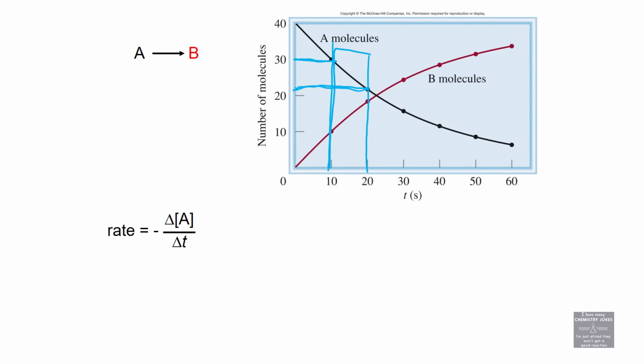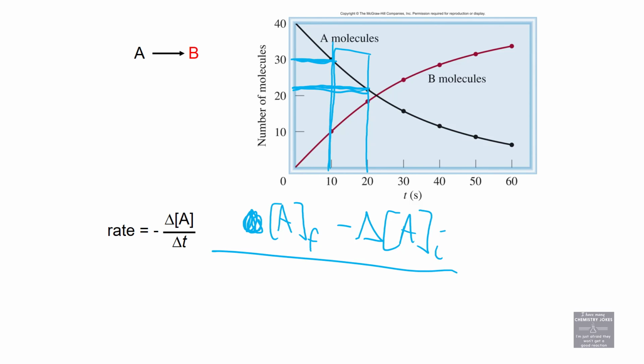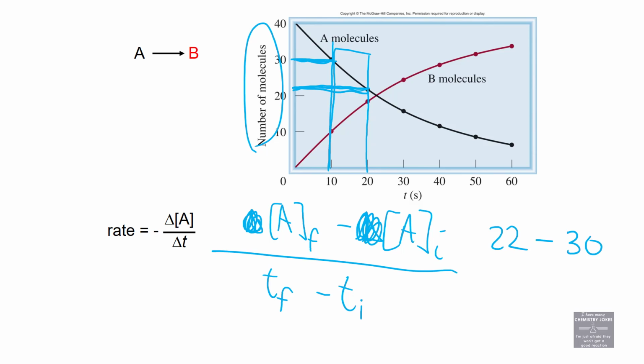So when we say the rate of this reaction could be defined as the change in concentration of A over the change in time, this could be one way to describe the rate of this reaction. If I use my little blue stuff up here as an example, remember delta means A concentration final minus A concentration initial over time final minus time initial. So if I look at my little blue plot, my final A concentration, because it's number of molecules, we'll say, guesstimate 22, and my initial is 30, and my final time is 20 seconds, and my initial time is 10 seconds.